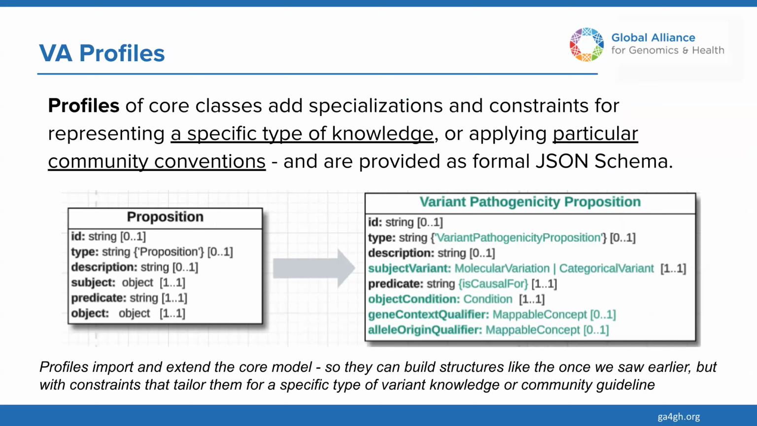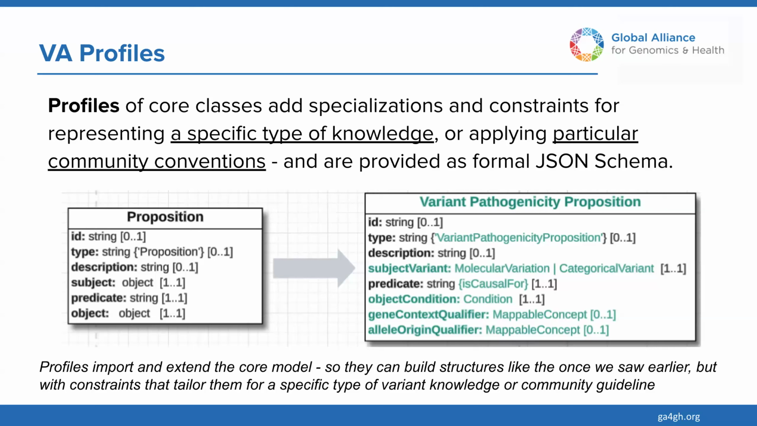And again, this core data model defines those foundational structures and semantics that underpin all the specific VA profile schema, which adopters will actually use for representing their data. So these profiles import and specialize that core model so they can build structures like the ones that we saw earlier, but with constraints that tailor them for a specific type of knowledge or a specific community guideline.